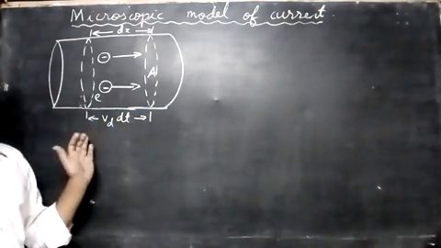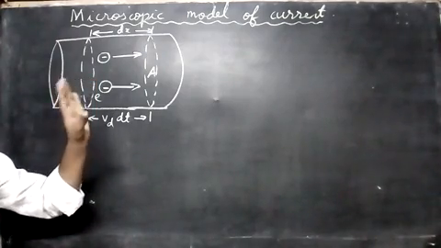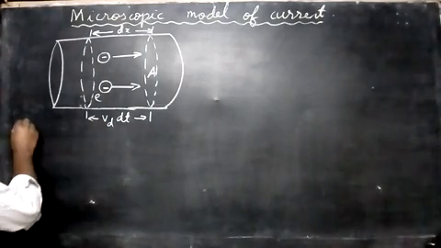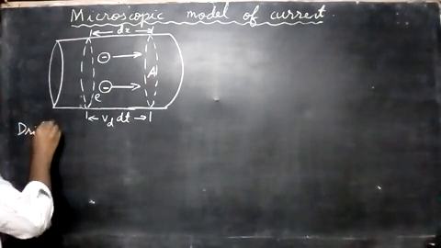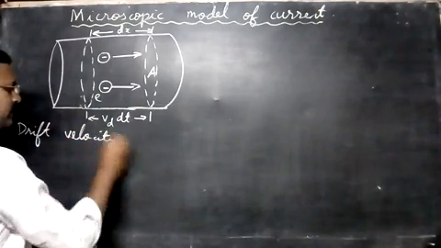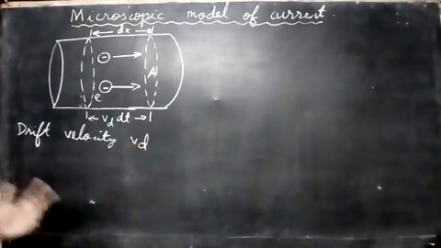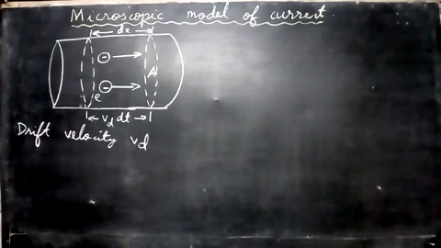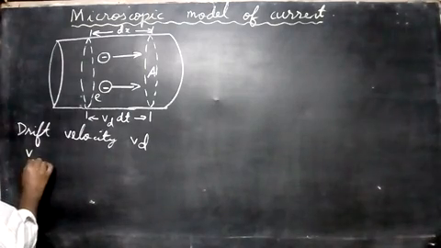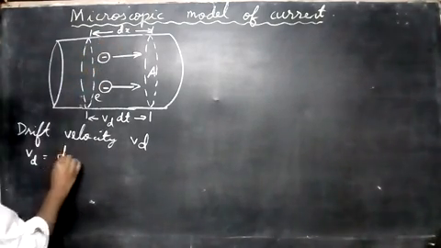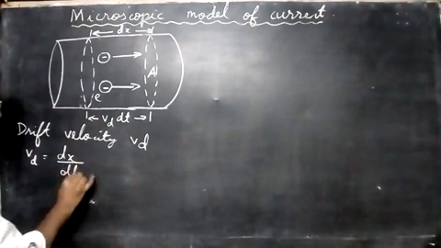Now the drift velocity means the velocity with which the electrons travel inside the conductor. So we say the drift velocity is Vd. Next, velocity means what? Distance by time, or displacement by time. So drift velocity Vd is equal to the small distance dx by the small time dt.